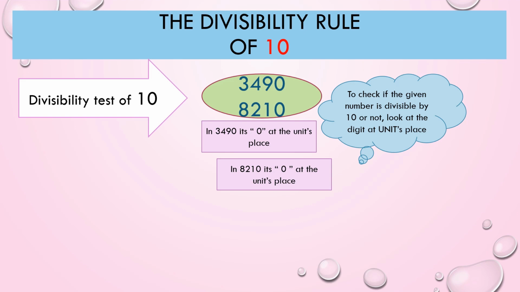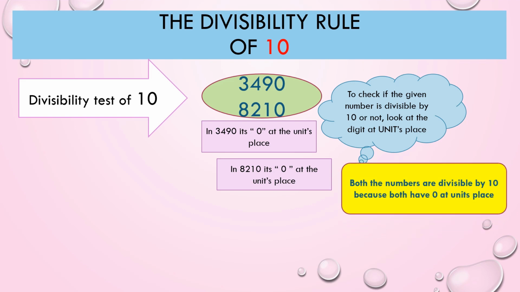In 8210, it's again 0 at the units place. So we can say that both the numbers are divisible by 10 because both have 0 at the units place. तो क्या रूल बना 10 का? A number is divisible by 10 if the digit at the units place, the last digit, is 0. Got that?